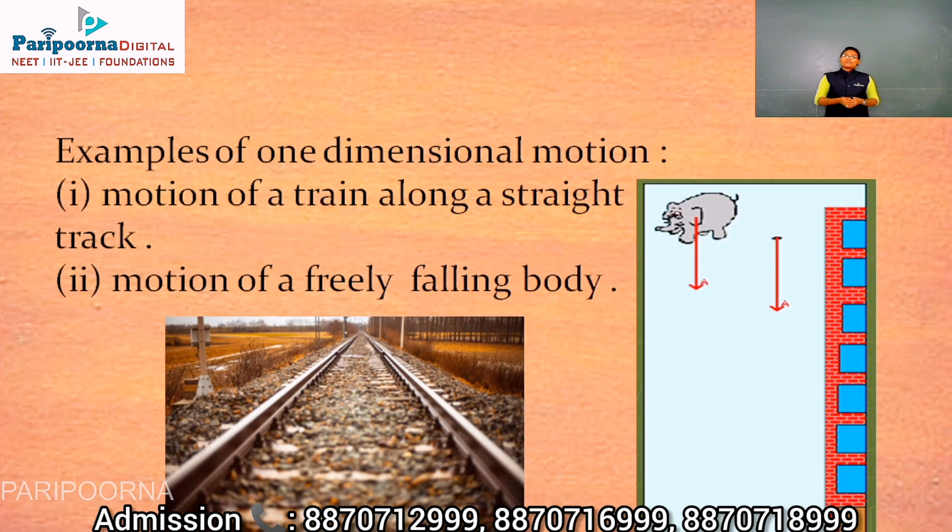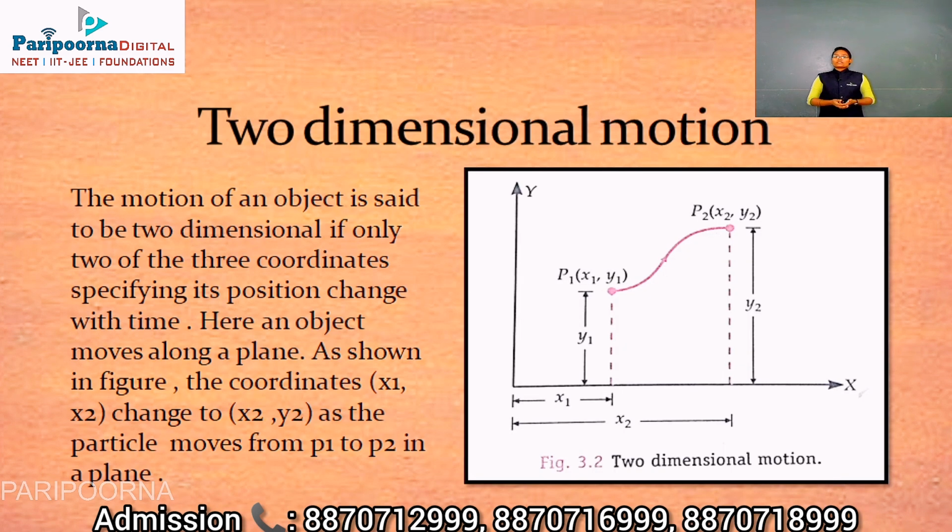So what are the examples of one-dimensional motion? The motion of a train along a straight line. When a train goes on a straight line, it is a one-dimensional motion. Likewise, the motion of a freely falling body. When we drop an object from a particular height, it also has linear motion, that is, one-dimensional motion. Now here comes two-dimensional motion.